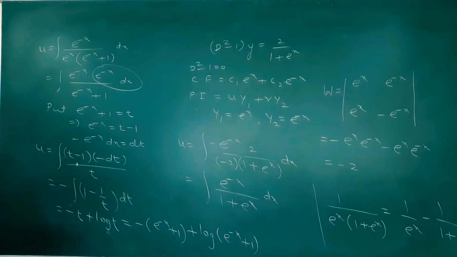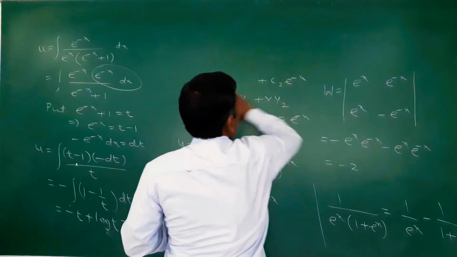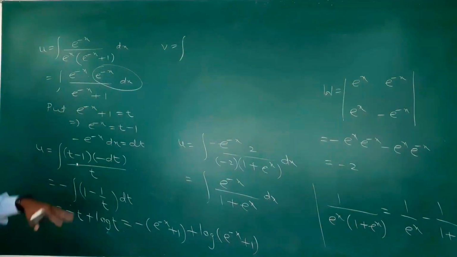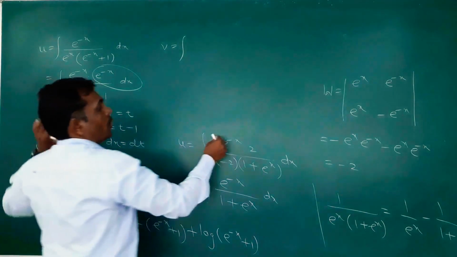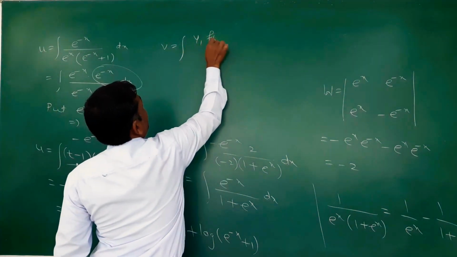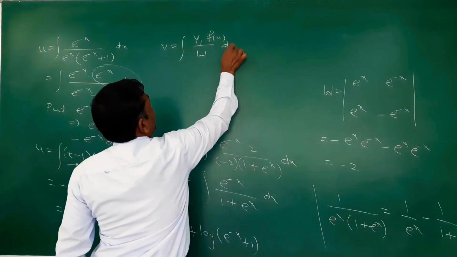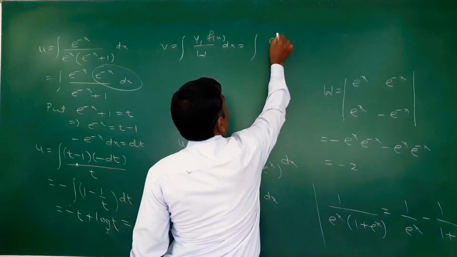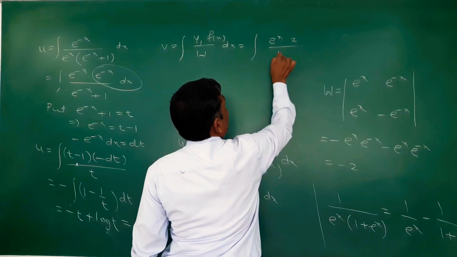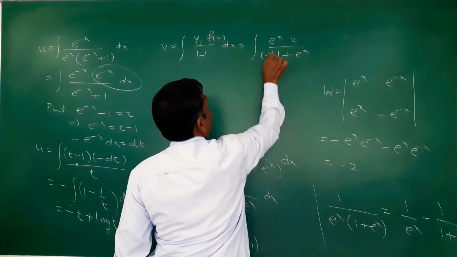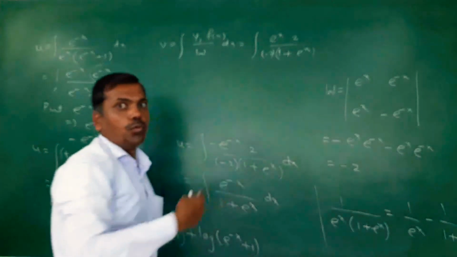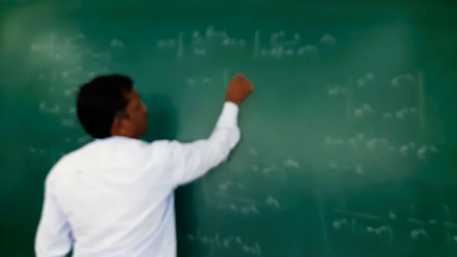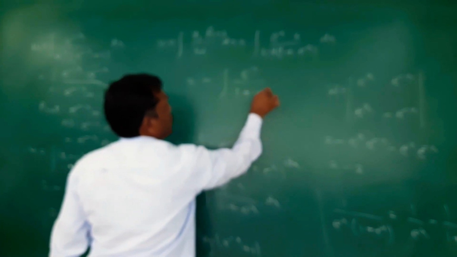Now do it for v. Find the value of v. So v is equal to the integration of y1 f of x upon w dx. What is the value of y1? e raised to x. And f of x is 2 upon 1 plus e raised to x, into this minus 2, which one? W dx. So the 2 gets cancelled, the minus sign as it is: minus integration of e raised to x upon 1 plus e raised to x dx.